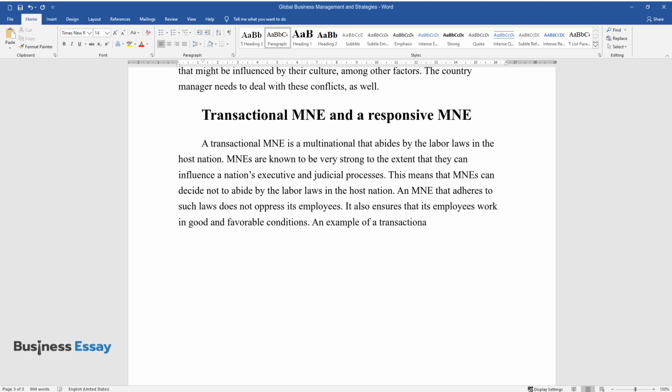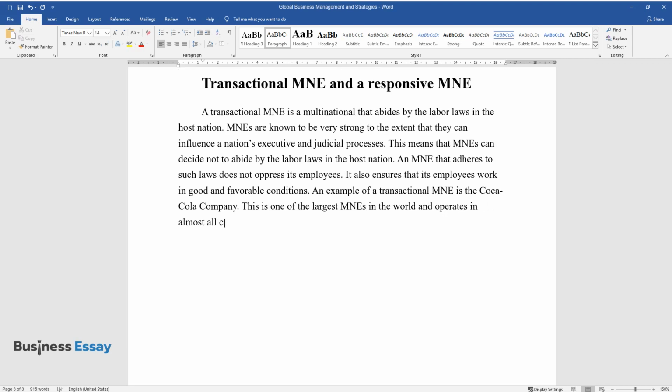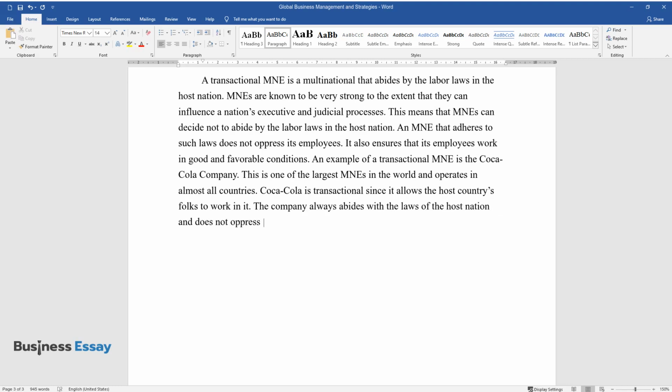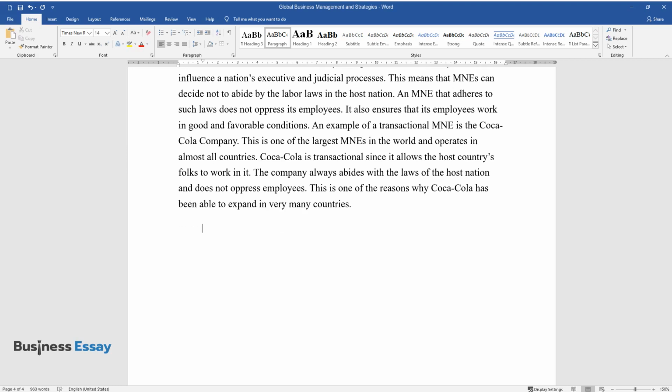An example of a transactional MNE is the Coca-Cola Company. This is one of the largest MNEs in the world and operates in almost all countries. Coca-Cola is transactional since it allows the host country's people to work in it. The company always abides by the laws of the host nation and does not oppress employees. This is one of the reasons why Coca-Cola has been able to expand in very many countries.